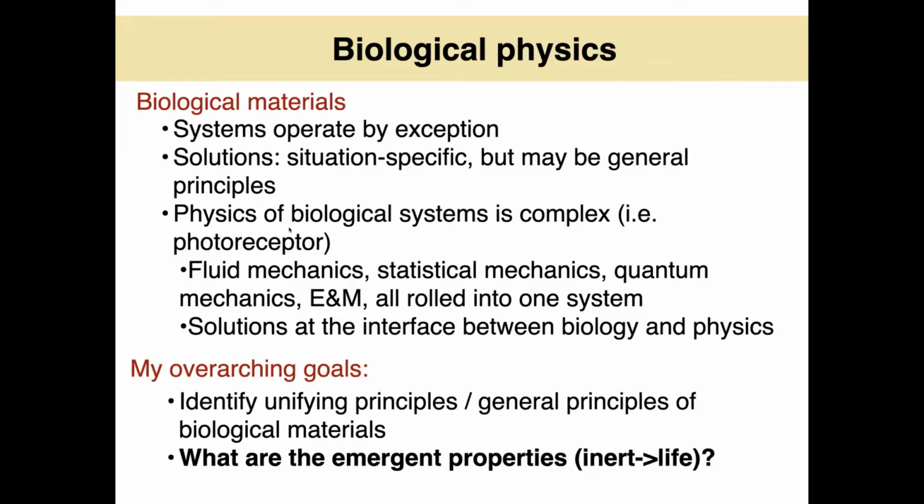The physics of biological systems can be very complex. If you think about a photoreceptor, this is something that you use all the time. In order to understand a photoreceptor, one may need to understand a bit of fluid mechanics. There's certainly a lot of statistical mechanics. Understanding how to convert a photon into biological energy involves some quantum mechanics. There's electricity and magnetism, and these concepts are all rolled into one system. So from a physics standpoint, biological systems can be incredibly complex.